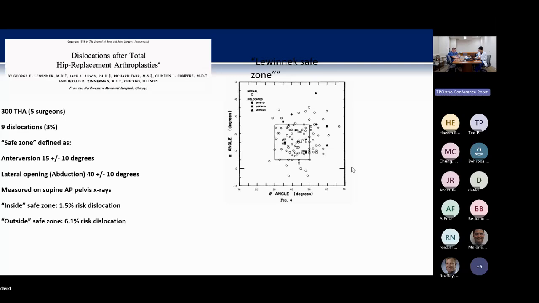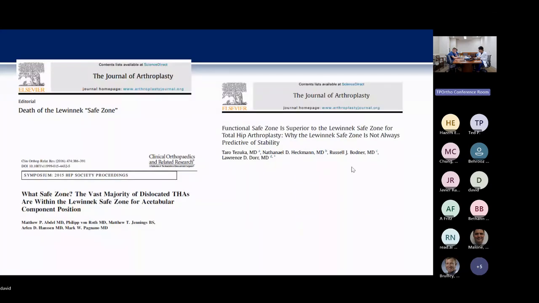Traditionally, we discussed everything based off of this Lewinnek safe zone that aims for about 20 degrees of anteversion, but again, this was 15 to 20 degrees. But this has been challenged recently because you're only looking at this safe zone placement in the supine position, when the patient is on the operating table on this horizontal horizon, rather than when they're standing. So a lot of people are challenging now what the actual functional safe zone is versus this traditionally described safe zone.